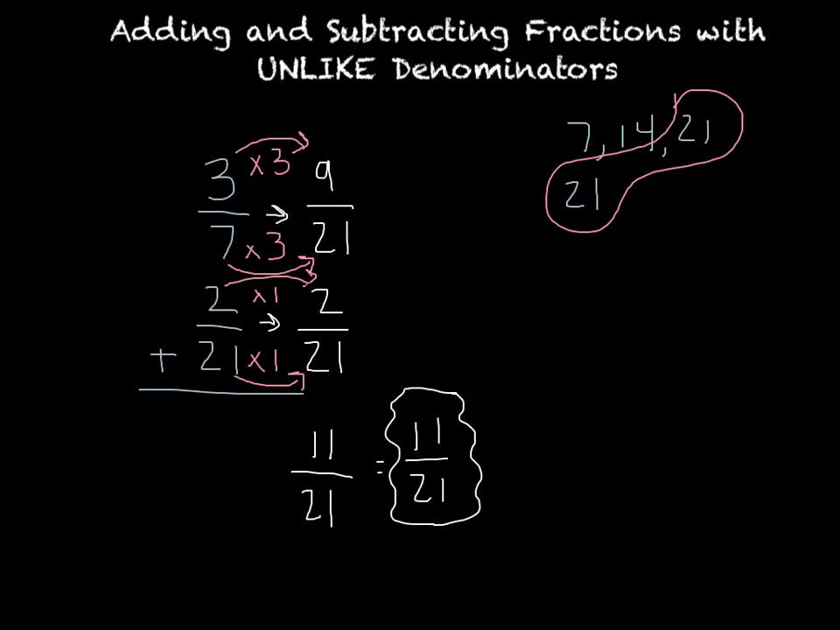So 11 over 21. All right, so that's how the least common multiples work. We change our denominators to be the same, and then we just add like we normally do. But the denominator in the answer is also going to be the same as what you had before. Now let's subtract, and then I'll let you go.